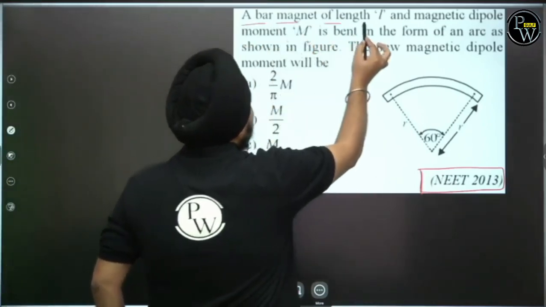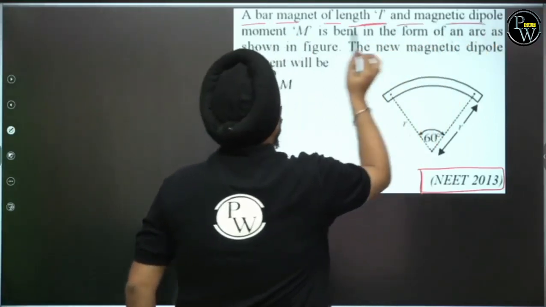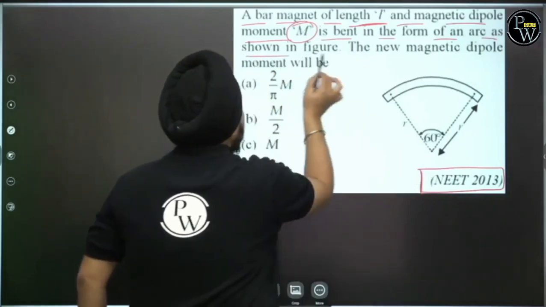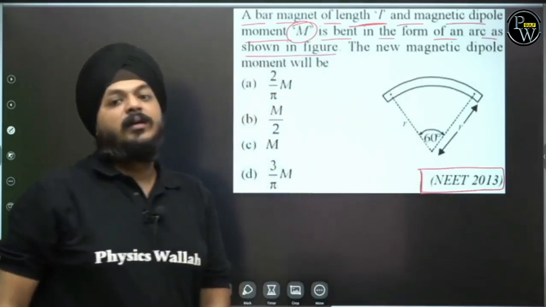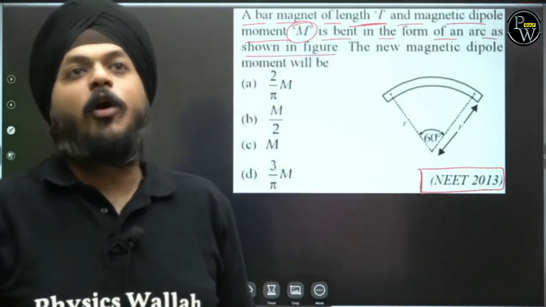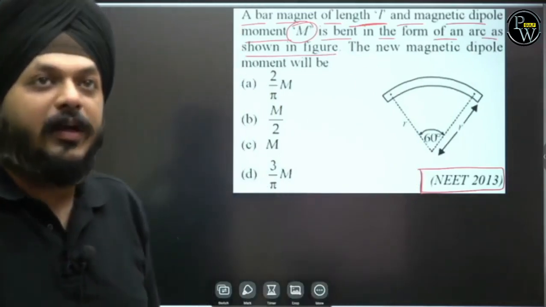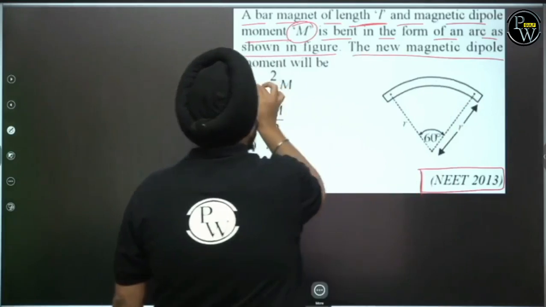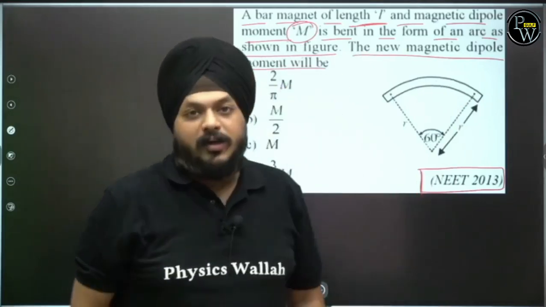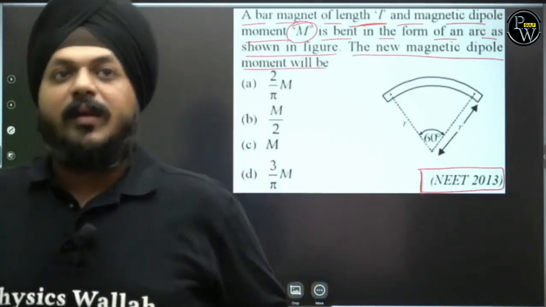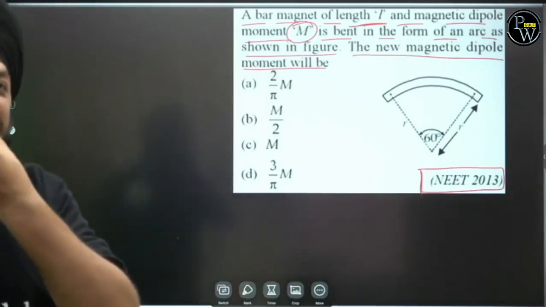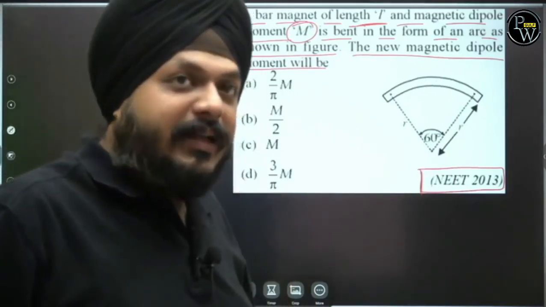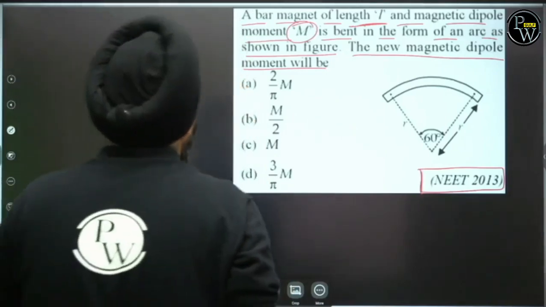A bar magnet of length L and magnetic dipole moment M is bent into the form of an arc as shown in the figure. The new magnetic dipole moment will be what? Yes or no, guys? The new magnetic dipole moment will be what?